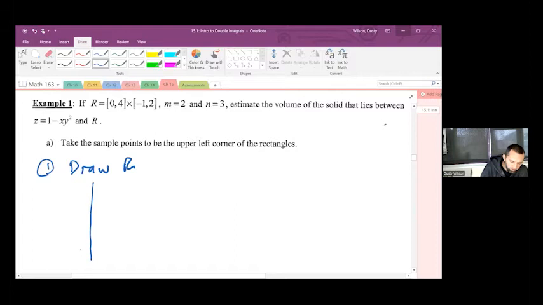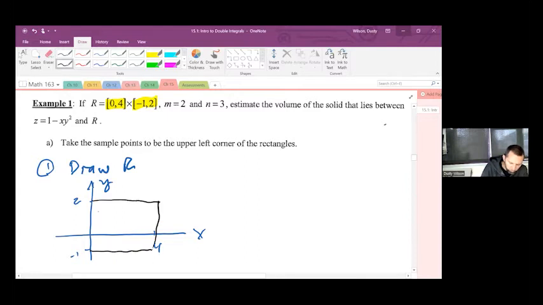So I have my xy plane, and I notice that my R is going to go from 0 to 4, and from -1 to 2. And so my rectangle will look like this. Okay, so this is my rectangle R. And then we're told that we want m equals 2, so that would be 2 subdivisions in the x. So we could divide this in half in the x. And we're told we want n to equal 3, so I'm going to have 3 subdivisions in the y.